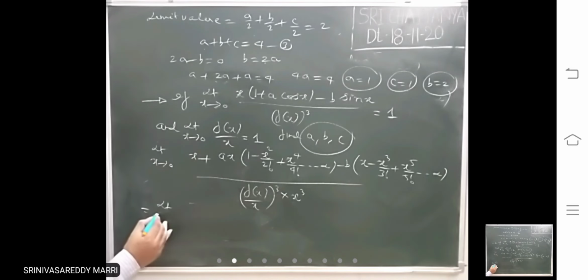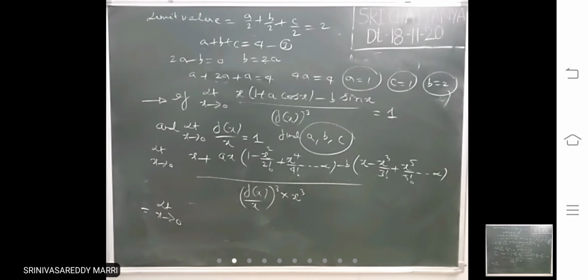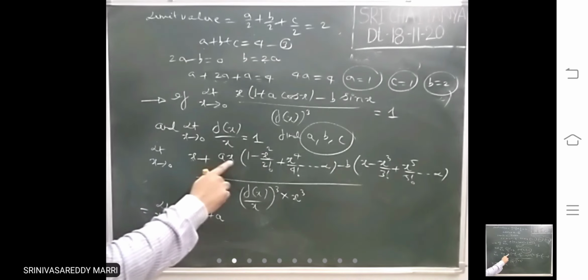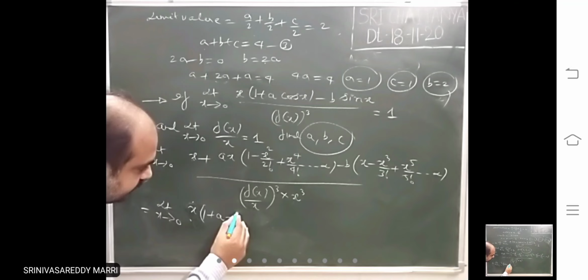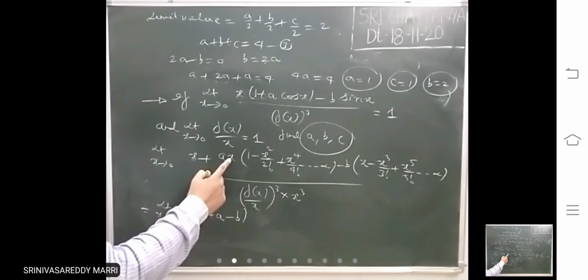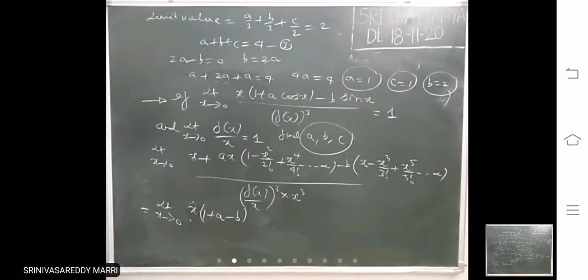Now rearrange the terms. Limit x tends to 0. First constants. There are no x power 0 terms, no constants. Minimum is x. Take x common. You will get 1 plus a minus b here, the x terms. Then the next highest is x square. Is there any x square? If you multiply this, you won't get any x square. Here also there is no x square. Next is x cube terms.